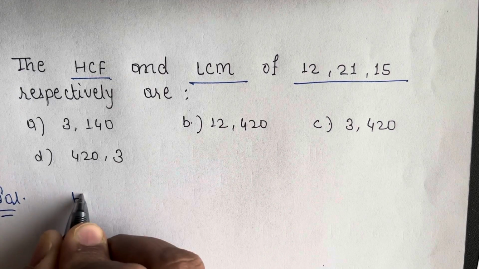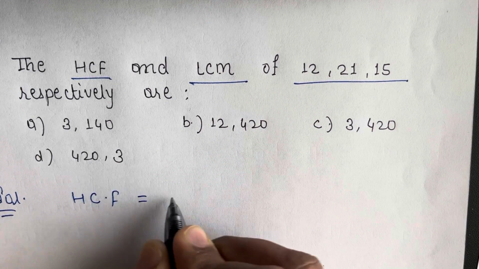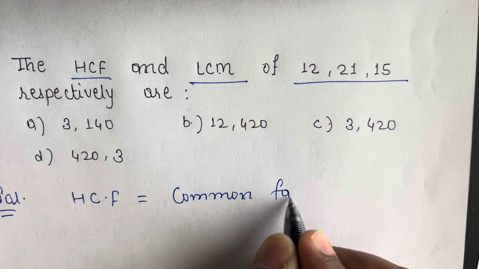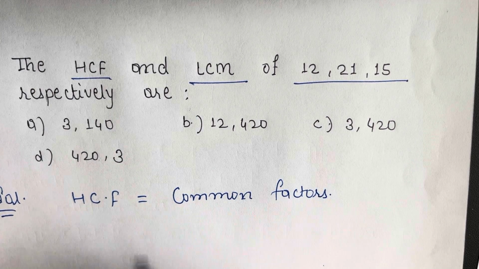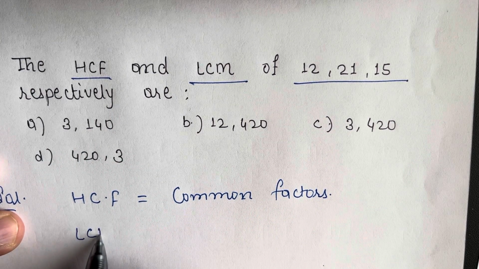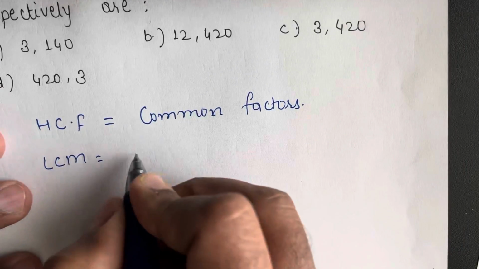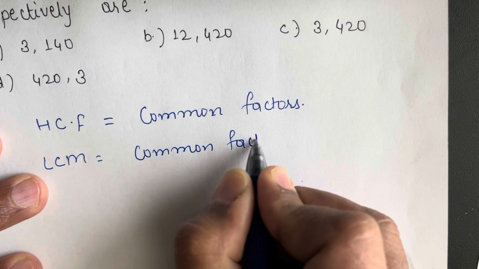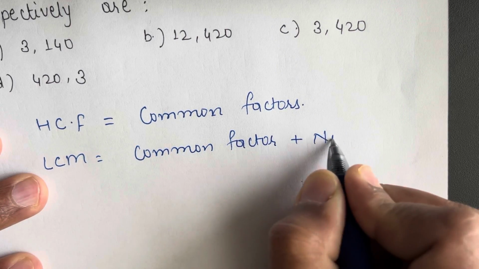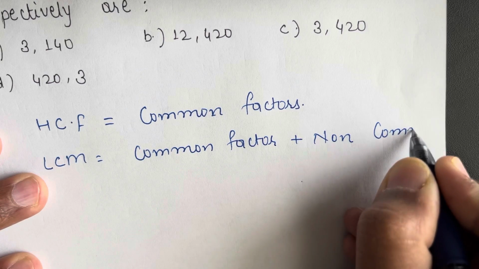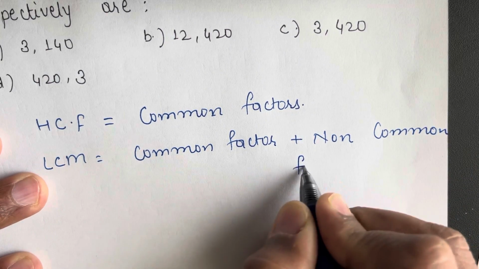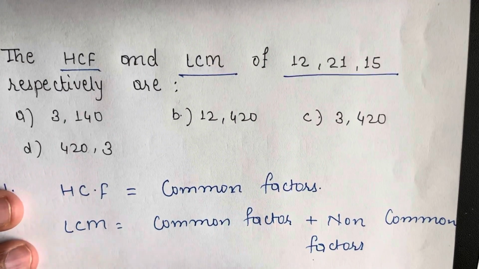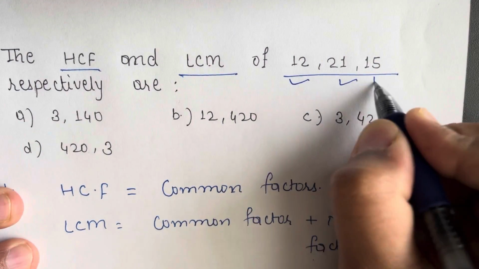For HCF, you need to know the common factors of all the numbers that are given. And in case of LCM, you need to consider the common factors plus the non-common factors as well. So for that, first we need to find the prime factorization for these three numbers.